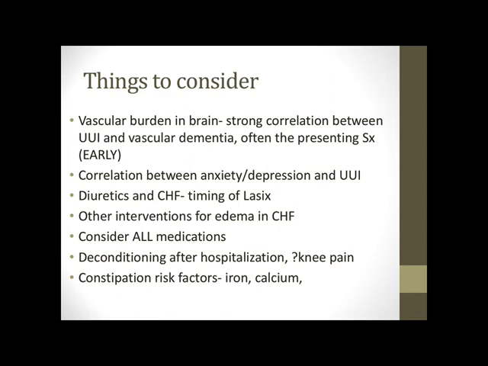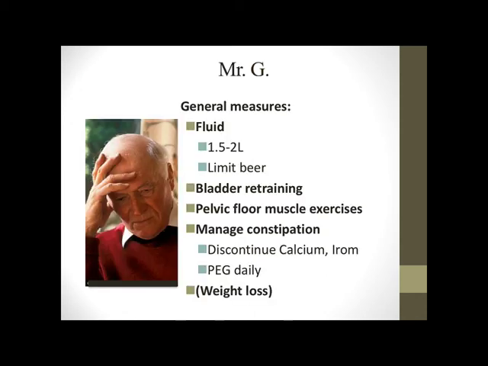Other interventions for edema, which we've talked about a little bit: consider all the patient's medications, and we'll go through those. Obviously he's had a long hospitalization, he's become quite deconditioned, and now he's having knee pain, and constipation risk factors. So a lot of our older people are on calcium and iron. Those are horrible medications. They cause a lot of GI upset and a lot of constipation.